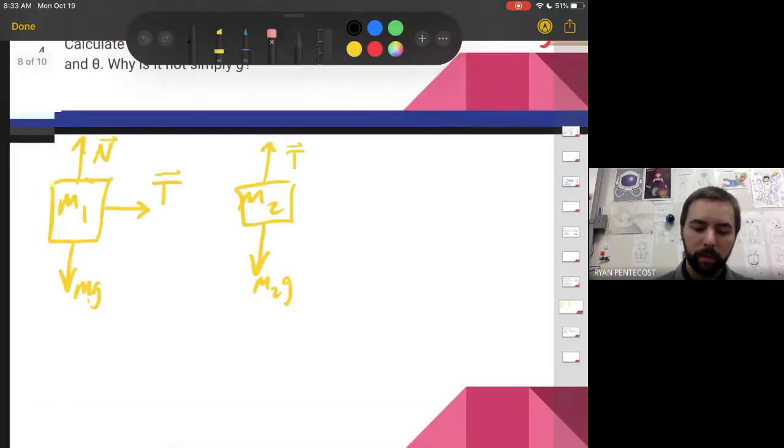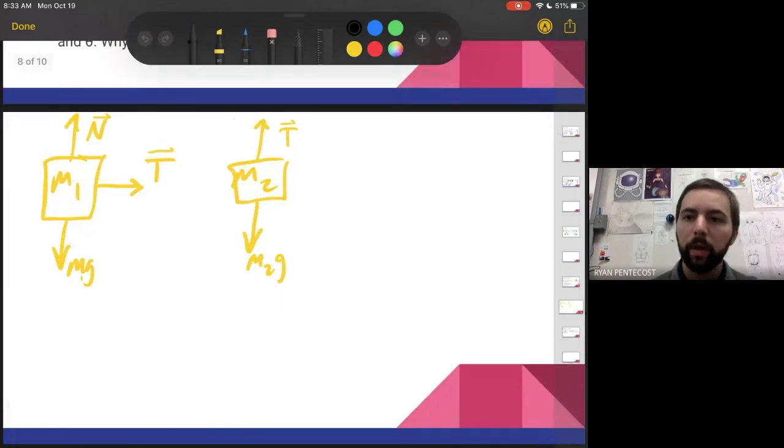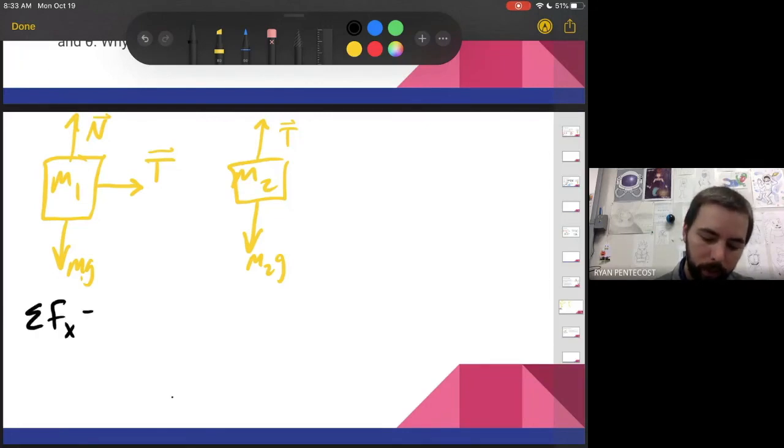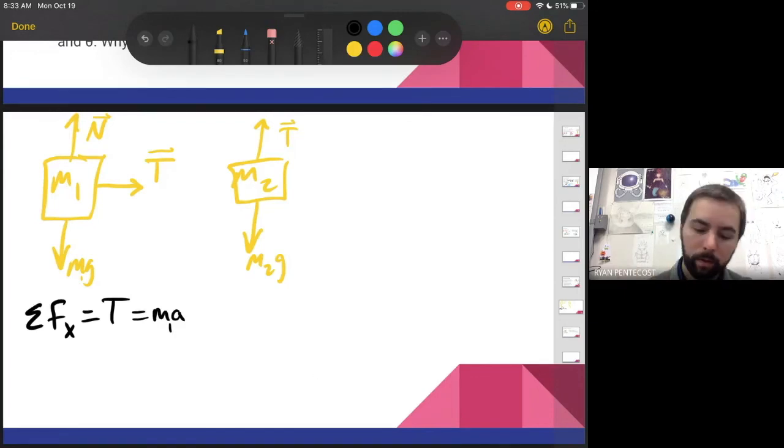and let's solve these for acceleration. There is no acceleration for m1 in the y direction. It's sitting on a table. It's not moving vertically. It's moving horizontally. So we'll disregard that. If we do the summation of forces in the x, tension is the only positive, and that equals m1 times the acceleration of the system. You've got to remember that.